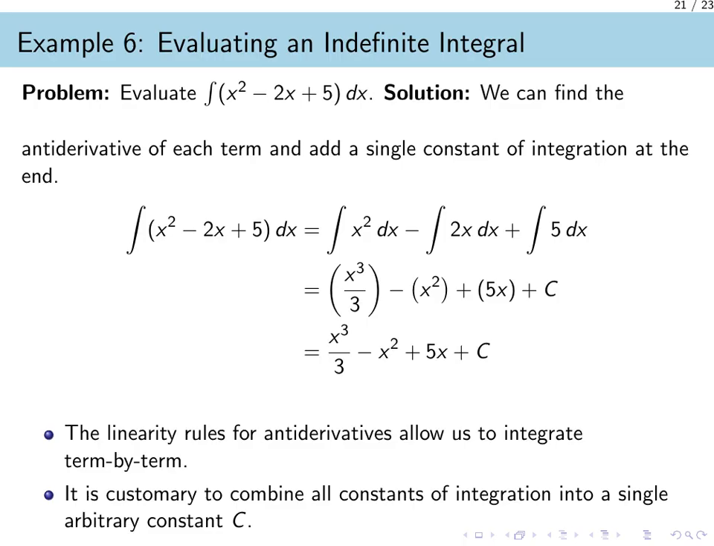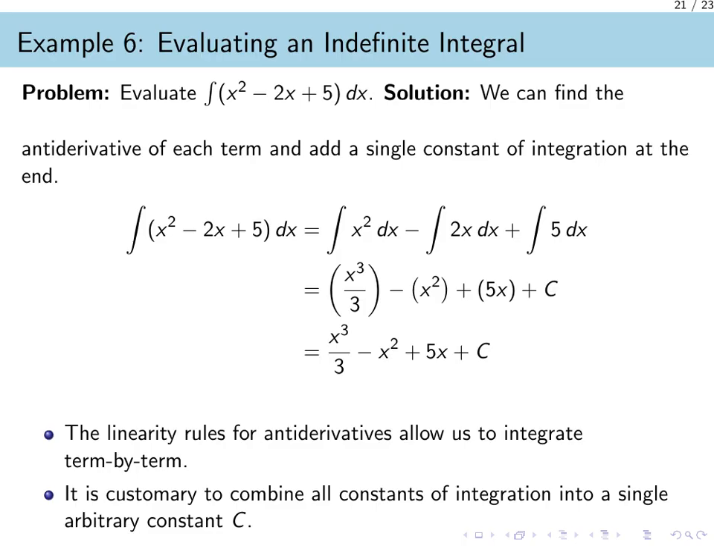Now let us see how our linearity rules make finding complex antiderivatives much simpler. Our goal is to evaluate the indefinite integral of the quantity x squared minus 2x plus 5. Because we can integrate term by term, we can break this problem into 3 smaller pieces: finding the antiderivative of x squared, then of negative 2x, and finally of 5. Using the power rule, we find these are x cubed over 3, negative x squared, and 5x, respectively.